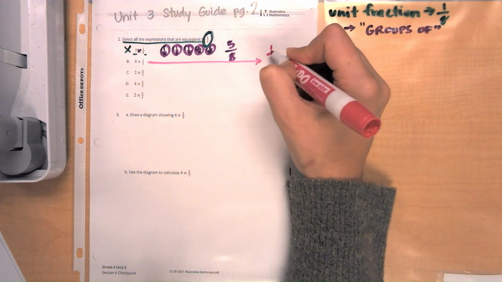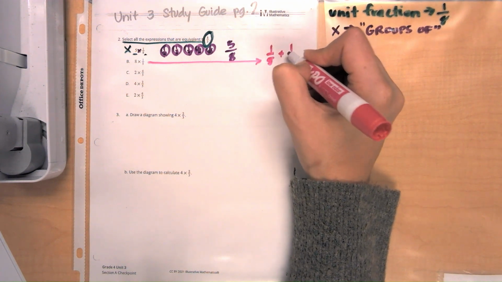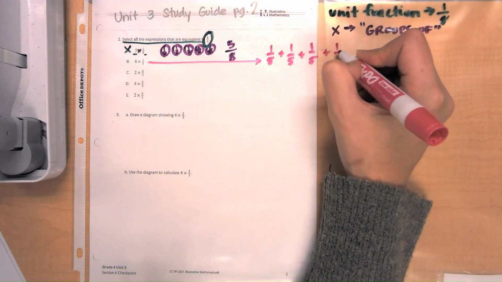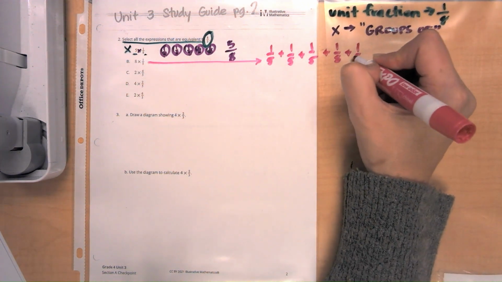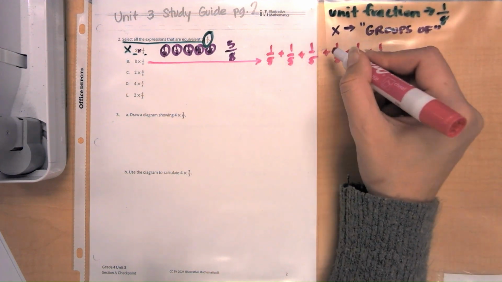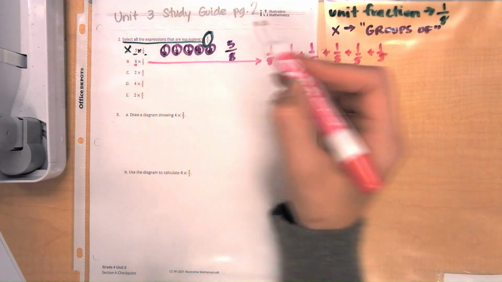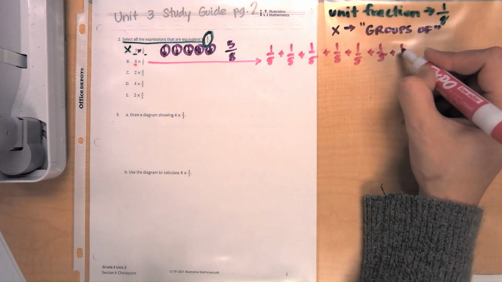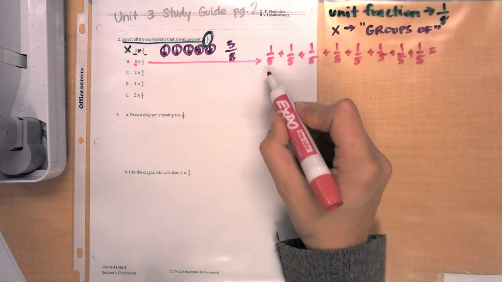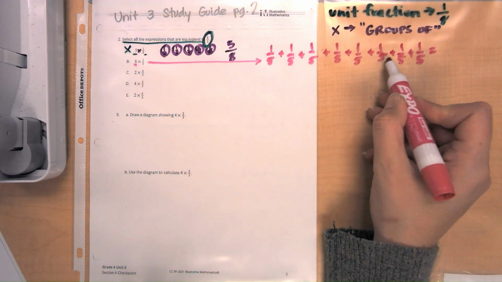I could write this out too. 1/5 plus 1/5 plus 1/5. I'm just going to keep on going. Plus 1/5 plus 1/5 plus 1/5. 1, 2, 3, 4, 5, 6. How many do I need? 8. 6 plus 1/5 is my 7th one, plus 1/5 is my 8th one, equals 1, 2, 3, 4, 5, 6, 7, 8.